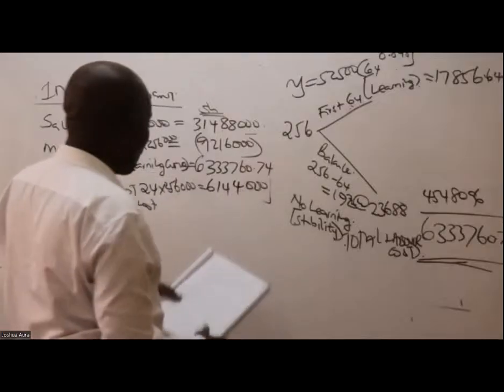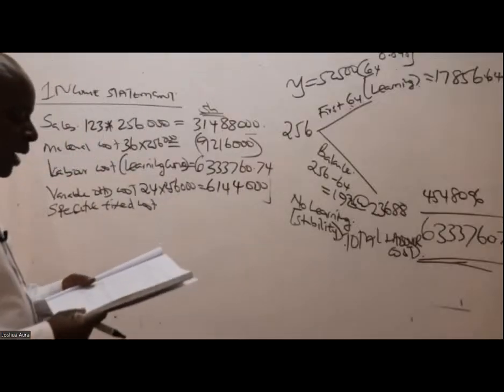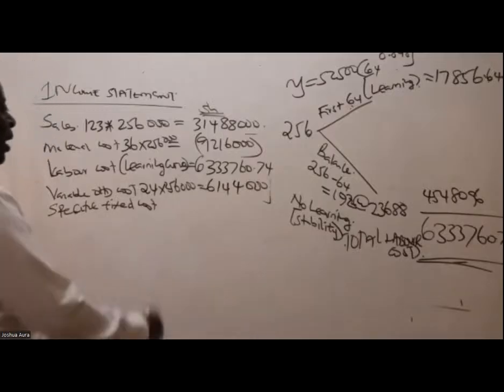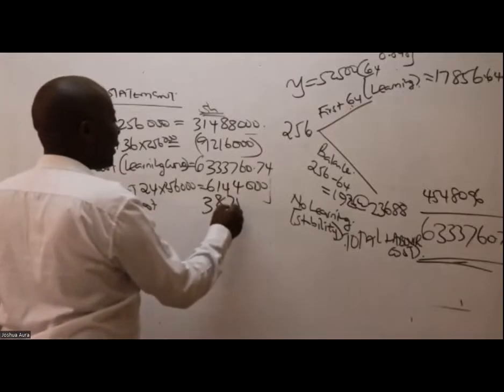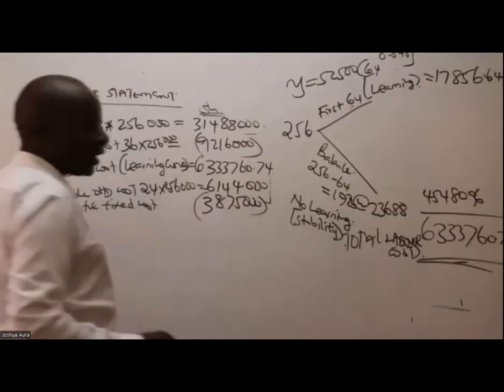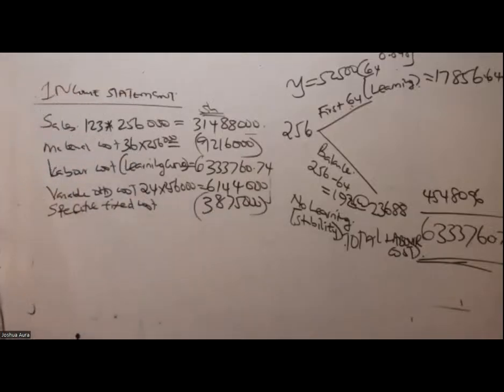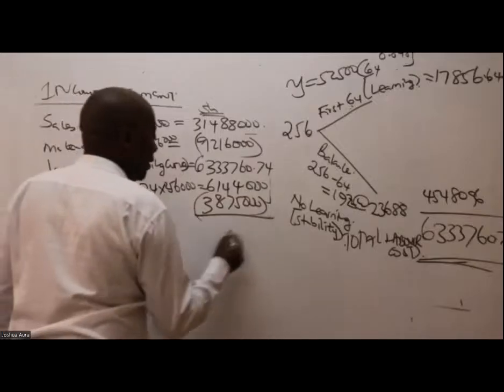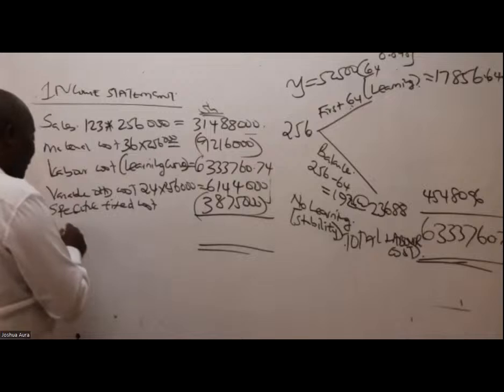And then we have the last one, the specific fixed cost. Unit free mark. You don't multiply, you take it as it is. 3,875,000. So now you will see whether Eric Odinga got the net profit.